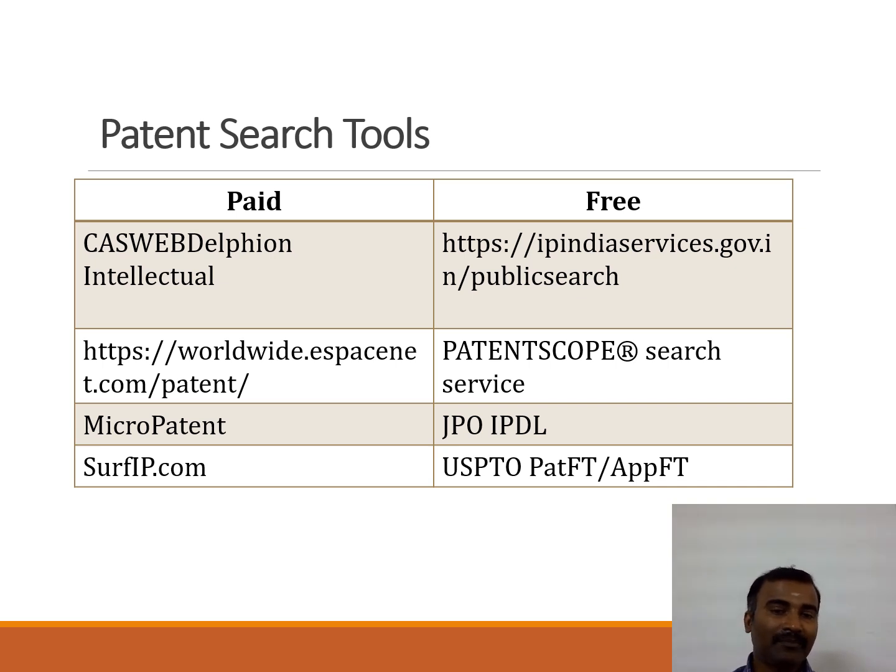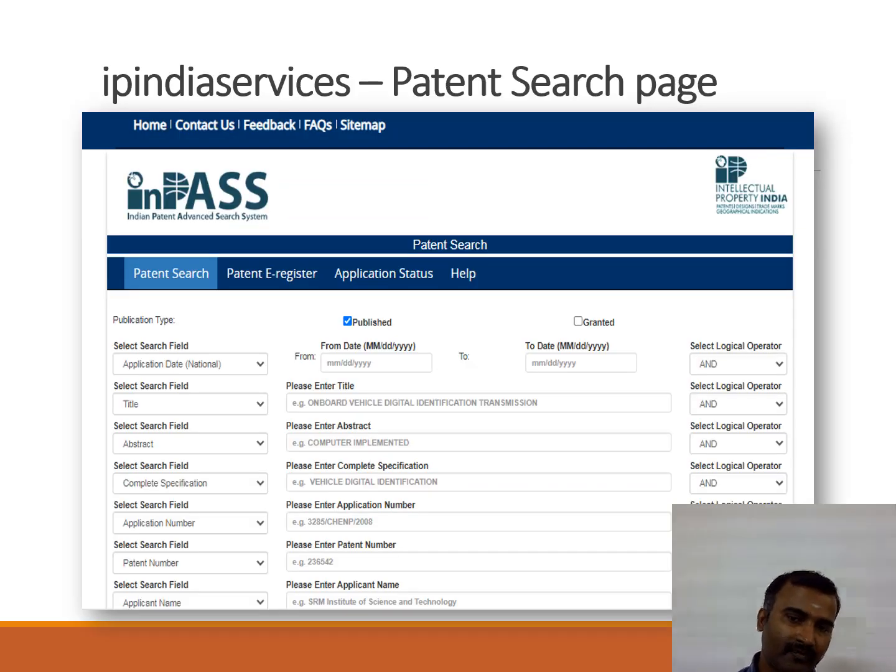And the paid mode includes Worldwide Address, Micropatent, Surf, ip.com, Caseway. These are all paid searching tools. Better you choose ipindiaservices.gov.in for your patent search.